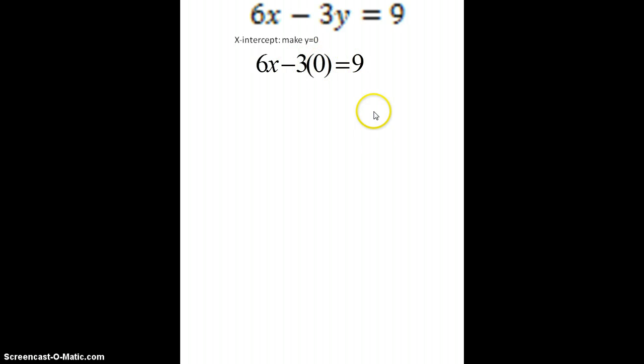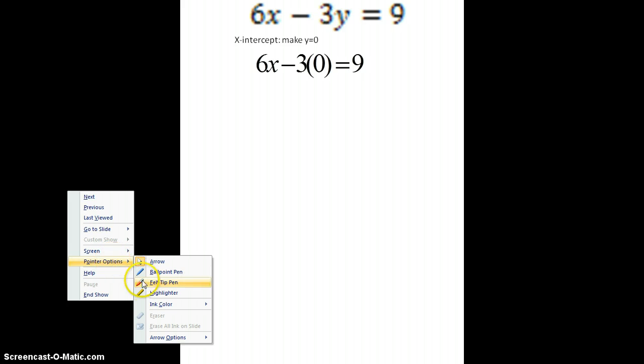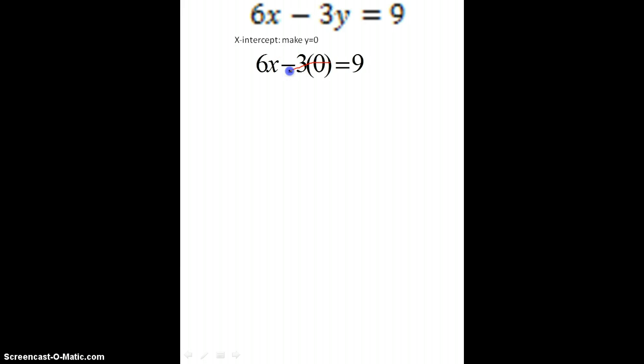Negative 3 times 0 is 0, so this cancels out. And we're left with 6x equals 9. Now, what do I do on both sides? I divide by 6 on both sides. 6's cancel out, and I'm left with x equals 3 divided by 2. Okay, because I have to reduce the 9 divided by 6.